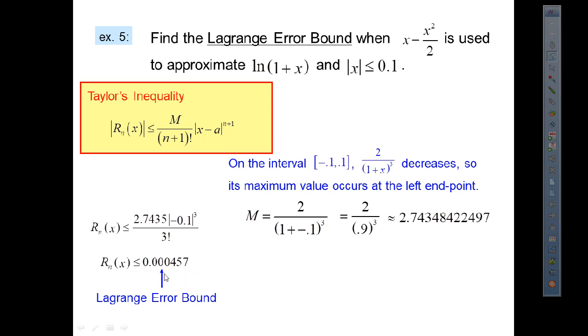That's the maximum amount we could be off with just two terms, as long as we stay in the interval where the absolute value of x is less than or equal to 0.1. In other words, negative 0.1 to 0.1. In this interval, we can approximate that to this accuracy.